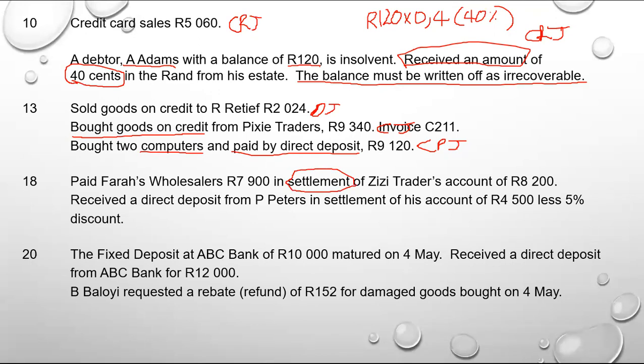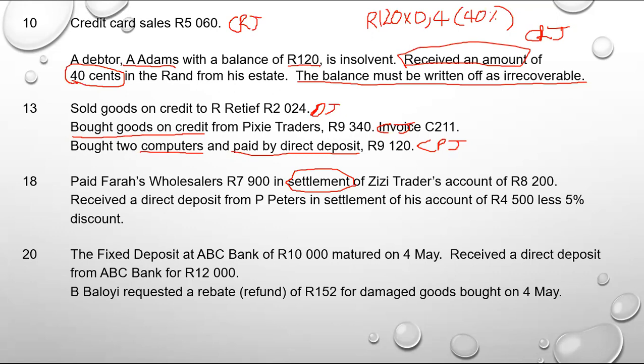Settlement means we paid off. So after making that payment of 7,900, we no longer owe Farah's wholesalers. It means Farah's wholesalers is a creditor, guys. So since we no longer owe them and we only paid them 7,900, yet we were owing them 8,200, then what is the difference?